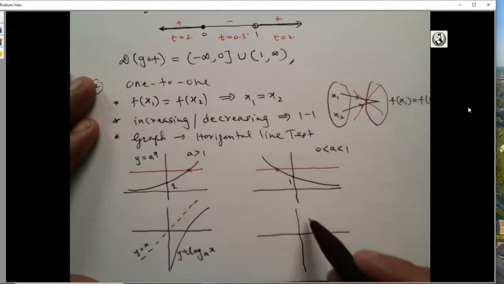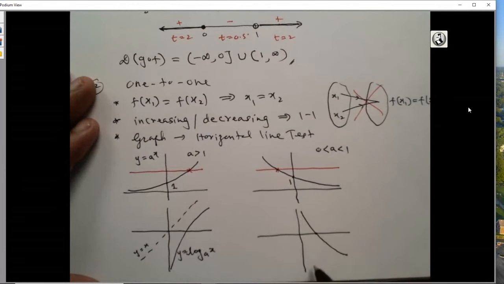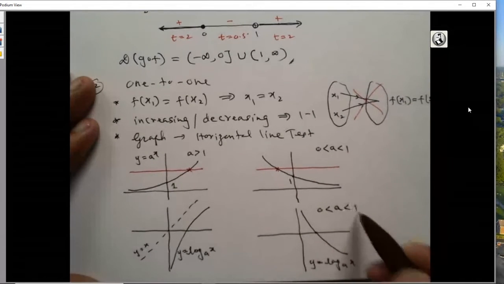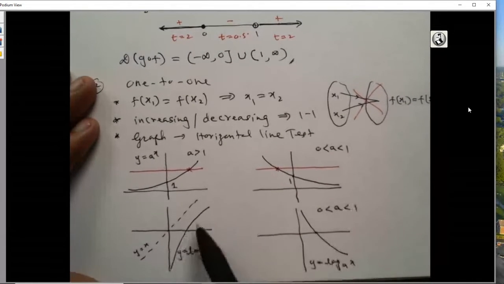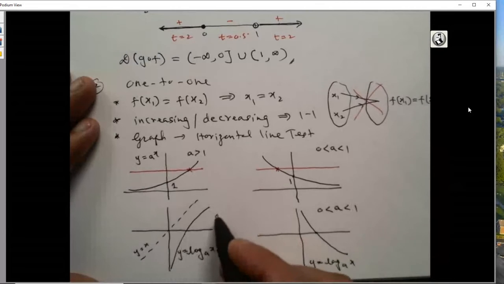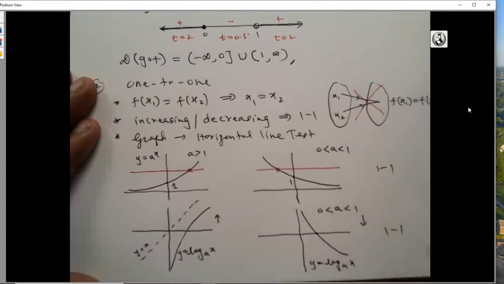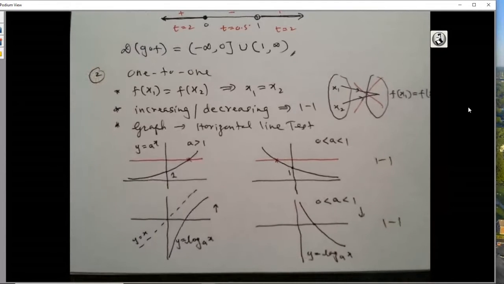And if a is less than 1, we're going to get the other graph. So if a is less than 1, the reflection of this one gives you a graph like that. So that's again log base a of x, where a is between 0 and 1. You can see that this one is an increasing function, this one is a decreasing function, so they are all 1 to 1 functions. This is something we can remember. It's going to help you a lot. Okay, they are all 1 to 1.